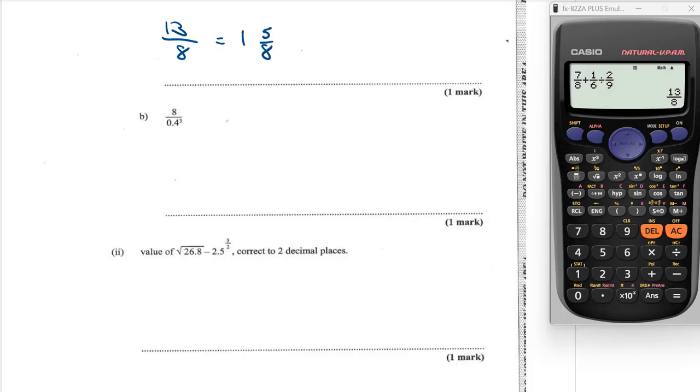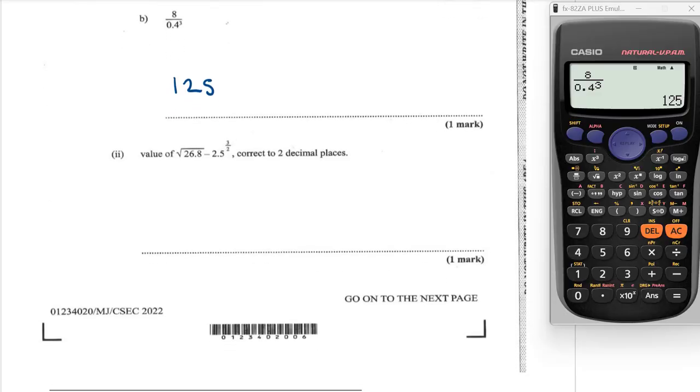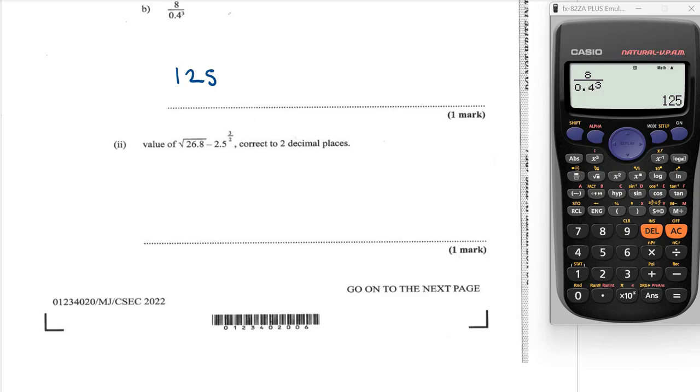Again, this is 1 mark, so we can put this directly in our calculator. Let's clear. So that's 8 divided by 0.4 raised to the power 3, and that's equal to 125. Again, these are questions that are testing you if you can use a calculator properly. So please ensure that we have a calculator which we are comfortable using.